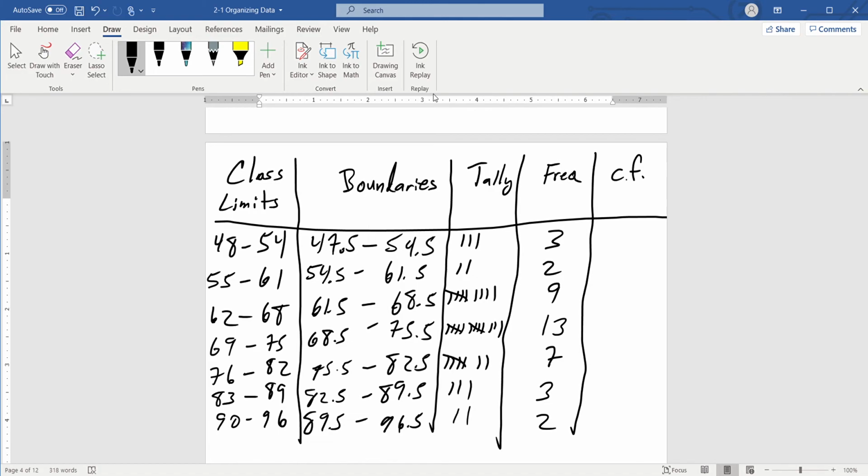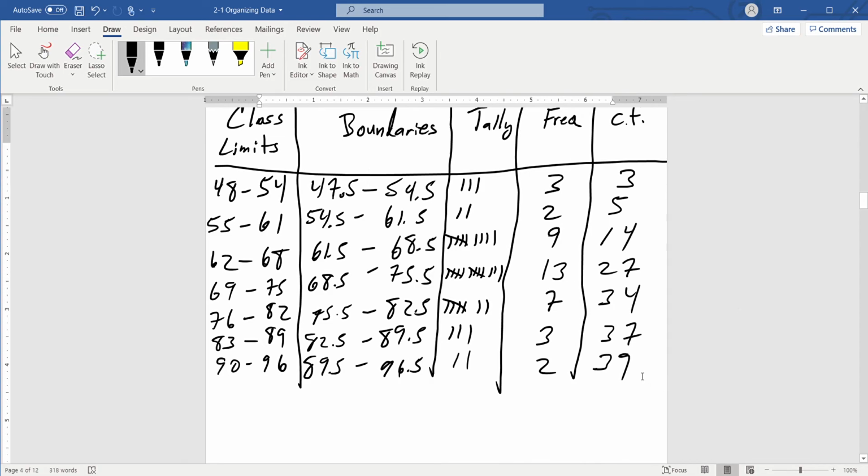So how much are you starting with? 3. Then you have 2 more, so 5. 9 more, 14, 13 more, 7 more, 3 more, 2 more, and something's wrong. How do I know? Because I'm supposed to have 40 values. I only got 39. Something's missing somewhere.